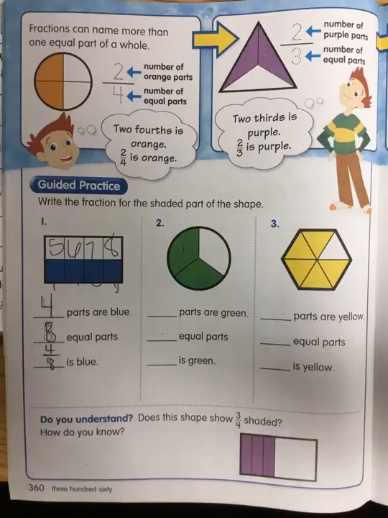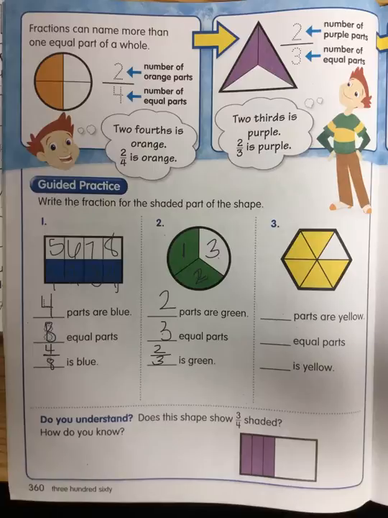Number 2, how many parts are green? I have 1, 2 parts that are green out of how many parts that are equal? This one's equal to this one, and there are 3 of them. 1, 2, 3. So 3 equal parts. To write that fraction, I write 2 parts are green out of 3 total or equal parts, 2/3.